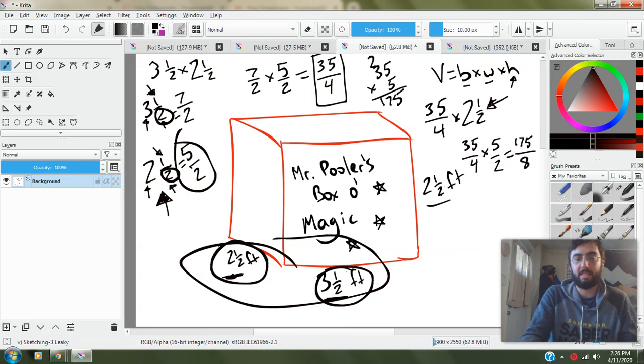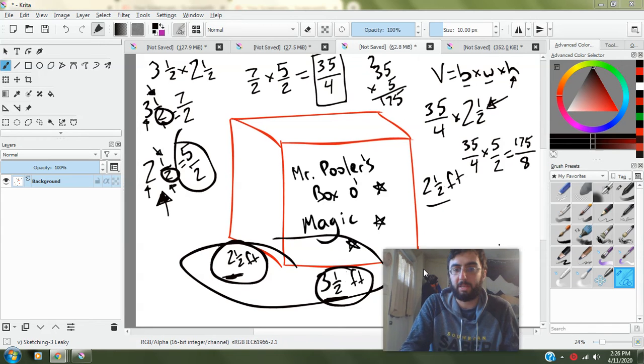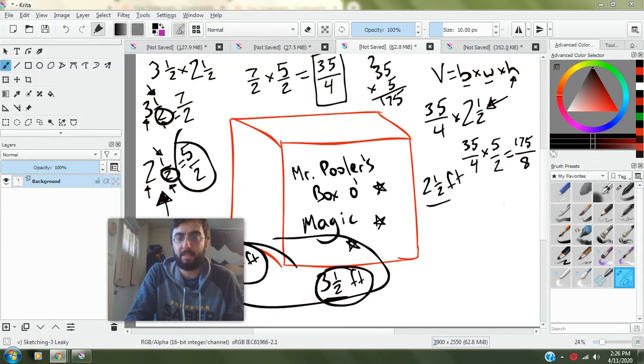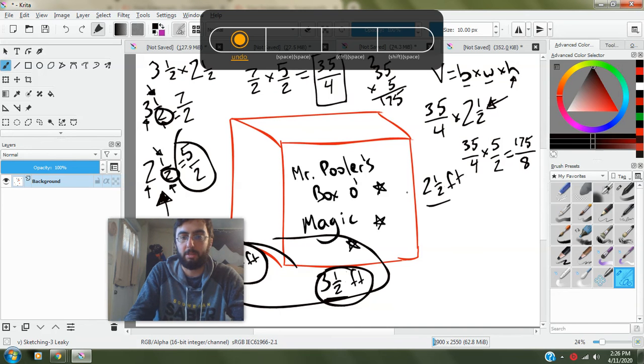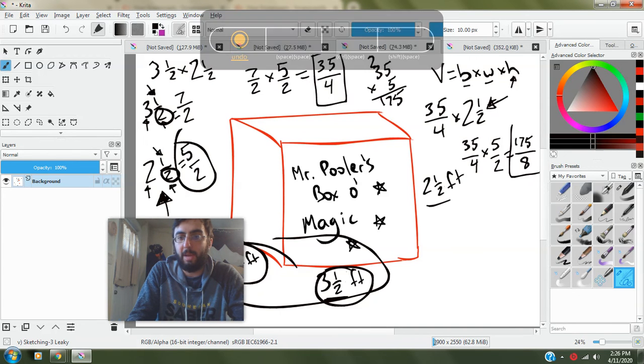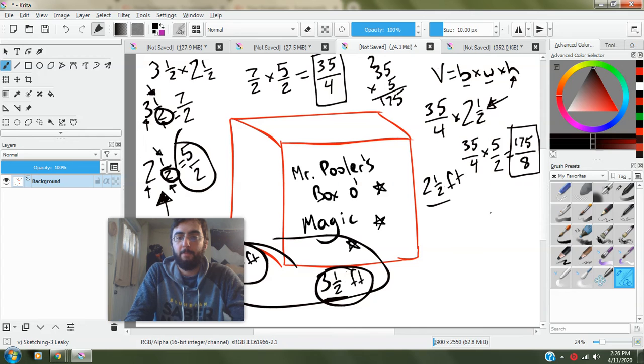Now, the last step is, I'm going to move myself here to give myself some room. The last step is to, where did my marker go? There it is. The last step is I need to change this back into a mixed number. All right, so no one wants to know that the volume of Mr. Pooler's box of magic is 175/8 feet cubed. So the way we do that, again, is we need to simplify. There's nothing I see instantly, but 175 divided by 8 is what I need to do.